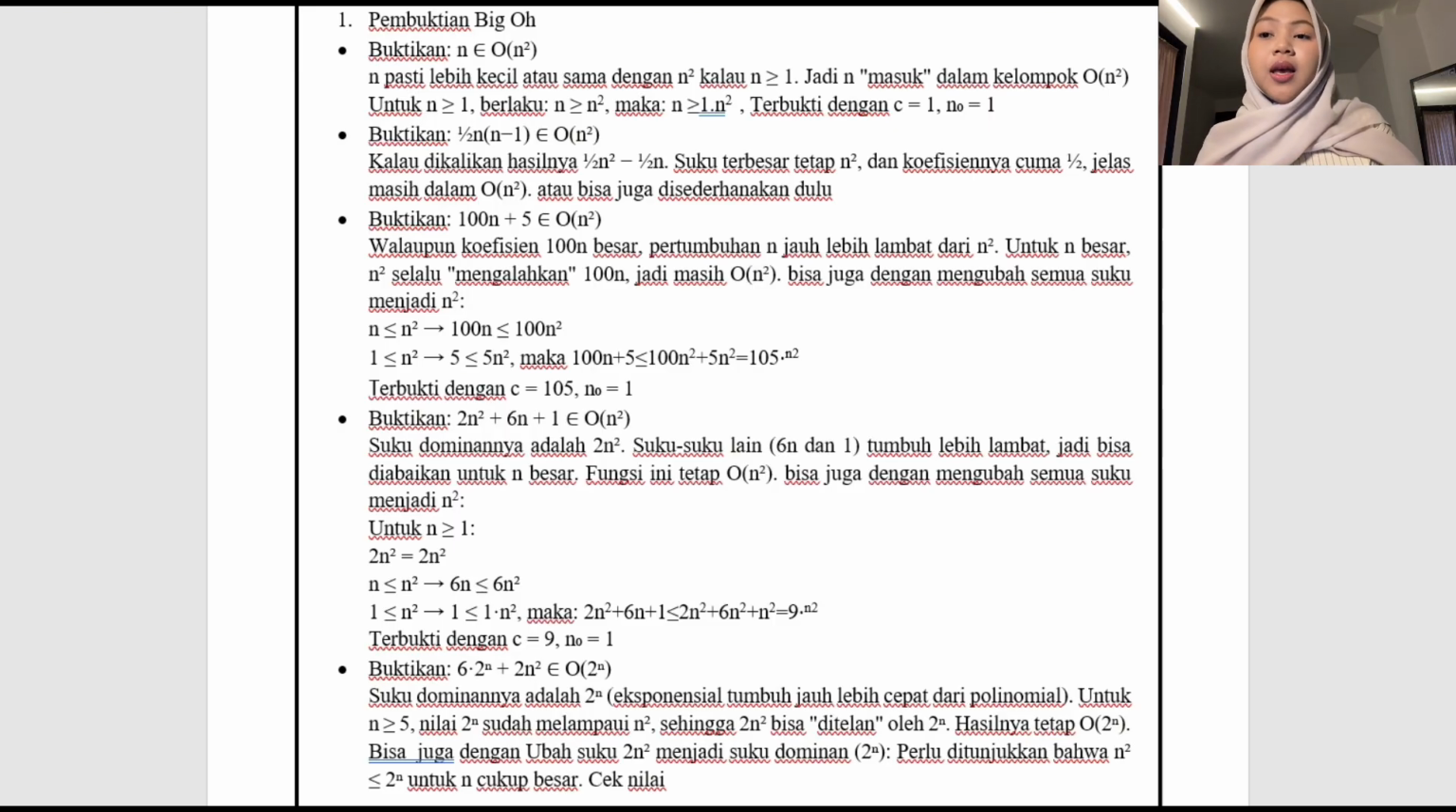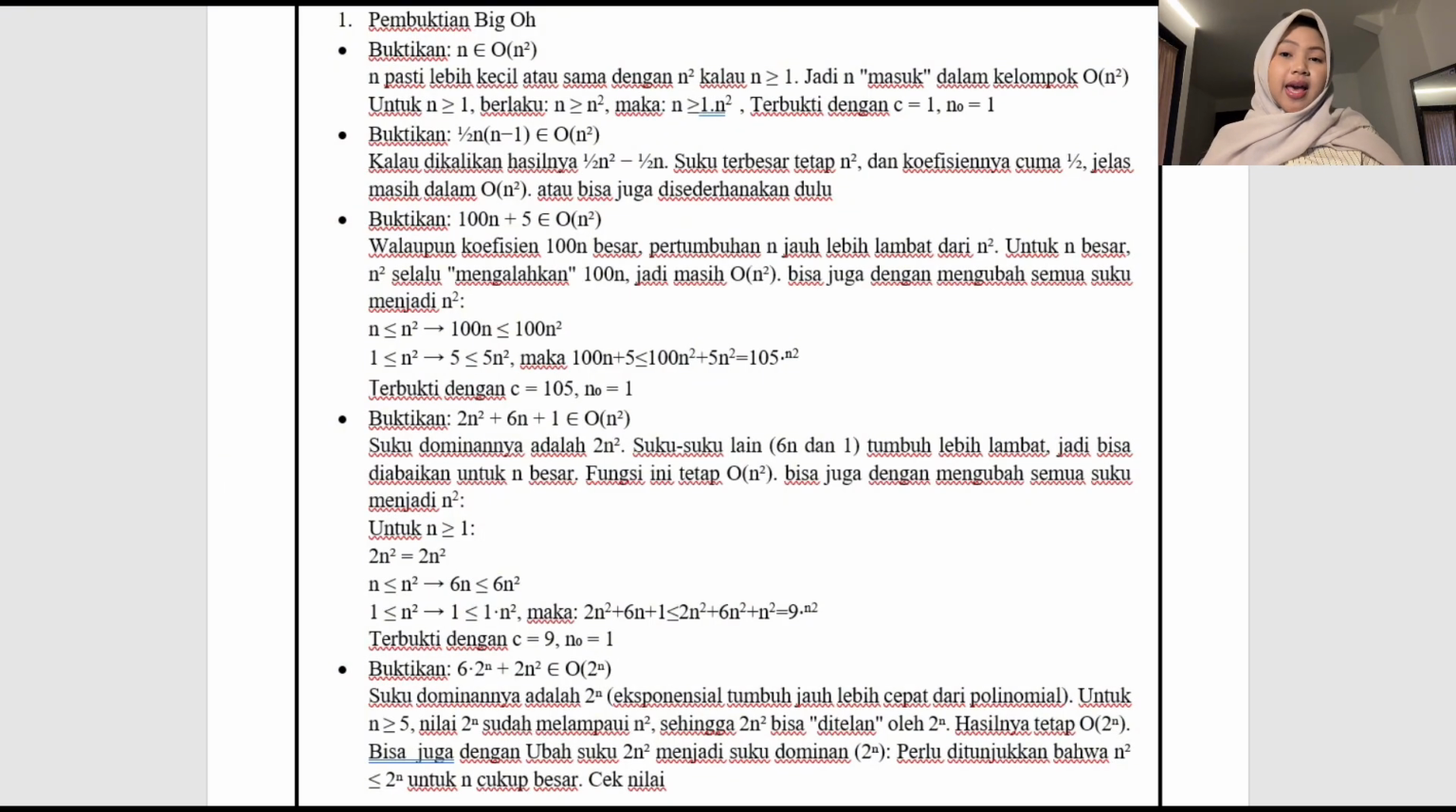Proof 4, converting all terms into n squared form gives 2n squared plus n squared, plus 6n squared, which equals 9n squared, proven with c equals 9 and n0 equals 1.